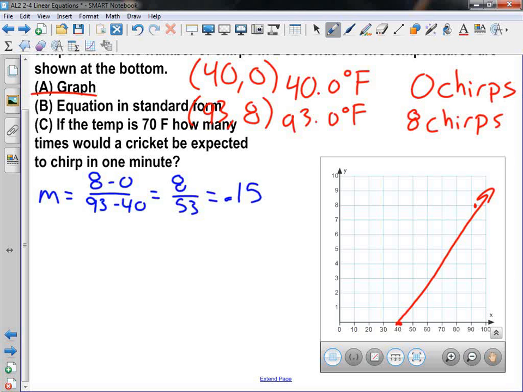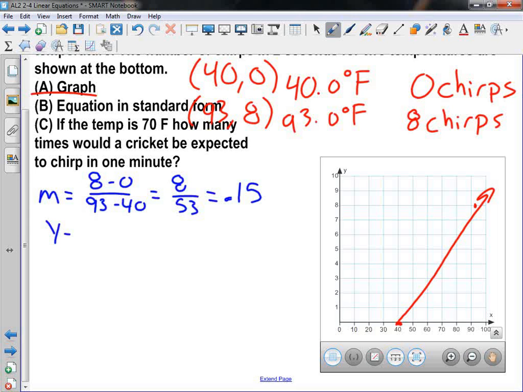Really good. All right. What this means is, since chirps are my rise and degrees are my run, right, it says for every 0.15 chirps per 2 seconds, the temperature goes up 1 degree. All right. So that's my slope. Now I need to do point slope form.